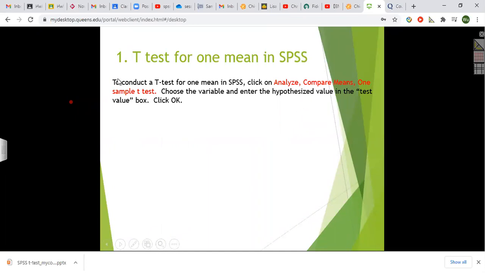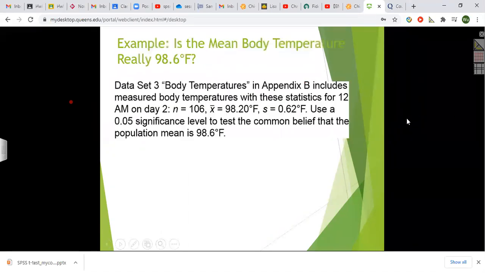To conduct a t-test for one mean in SPSS, you'll be going through these following steps: analyze, compare means, and one sample t-test, which means if you have only one sample from a population and you are comparing this mean with a specific amount, we go one sample t-test. Choose the variable and enter the hypothesis value in the test value box and click OK. We'll illustrate this by using this example.